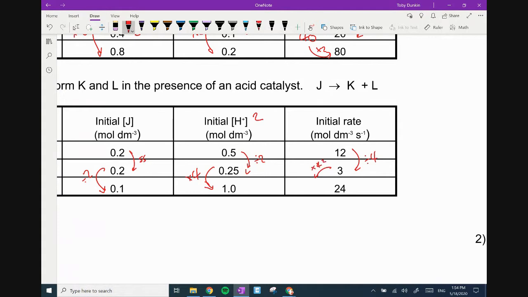So 3 times 4 squared, because it was a times 4 second order, it would have gone to 48. Whatever that's done, which is a divide by 2, is a consequence of J. And J has been divided by 2, so J's first order. Rate equation: rate equals k, J to the power of 1, H plus to the power of 2. And we're done. I like it.